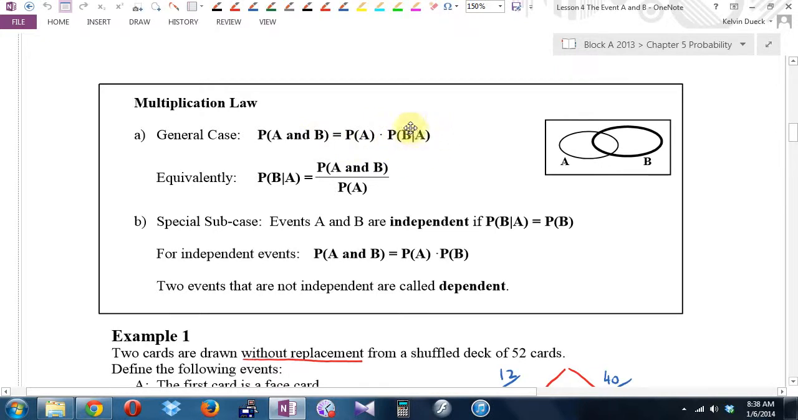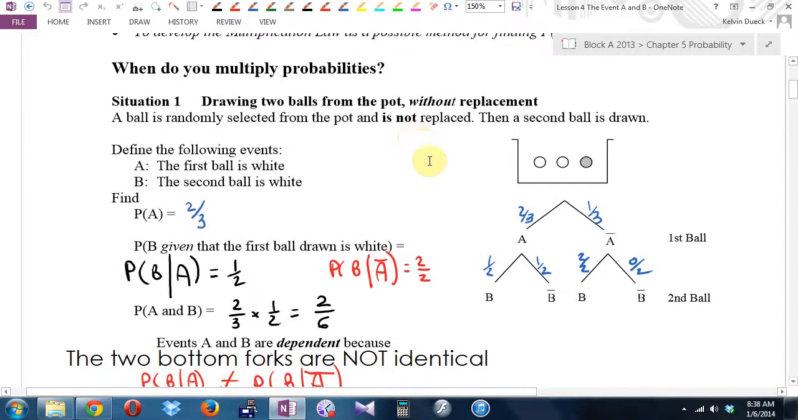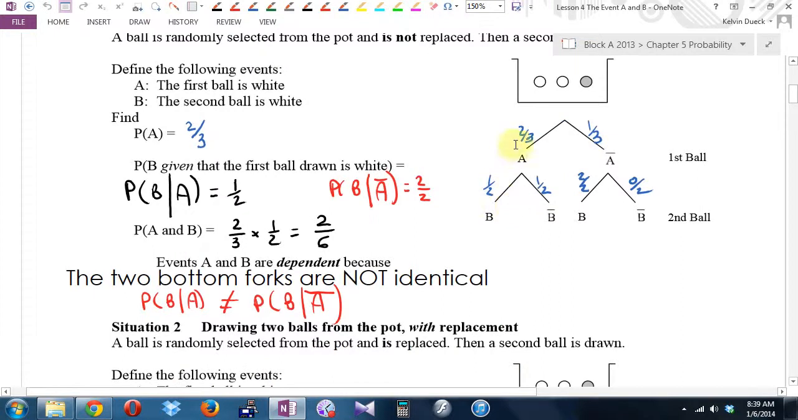This vertical line here was an abbreviation. It meant "given that." What we really meant was you had to make sure you were using the correct branch of the tree. For example, we looked at situation 1 where you were picking a ball out of a pot without replacement. On your first draw, you had a 2 out of 3 chance of getting a white ball and a 1 out of 3 chance of the other. On your second draw, it depended on whether you had a white ball in your hand to begin with. We said that these were dependent events because the probability, the fractions, the tree branches changed depending on which branch you went down.